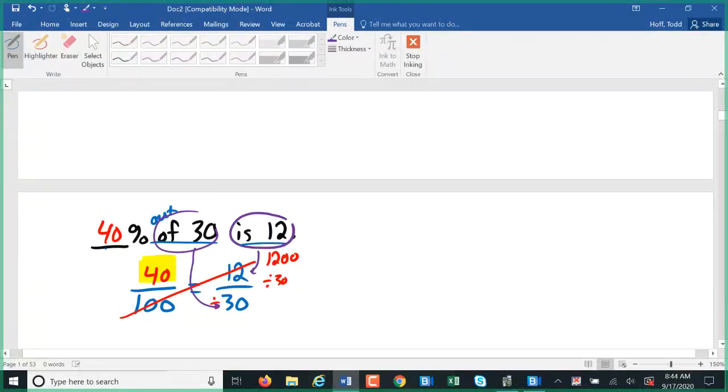But you get into word problems, and that isn't necessarily the case. So you don't want to get hung up on little shortcuts like that, because they don't always hold true. They're not universal once we get into word problems.